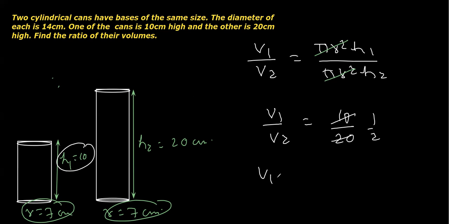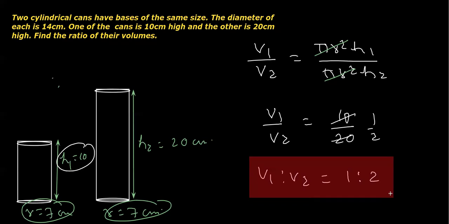So finally, we can say that the ratio of the volume of the two, V1 is to V2, is 1 is to 2. This will be 1 is to 2. And therefore, that should be the answer for this particular question.